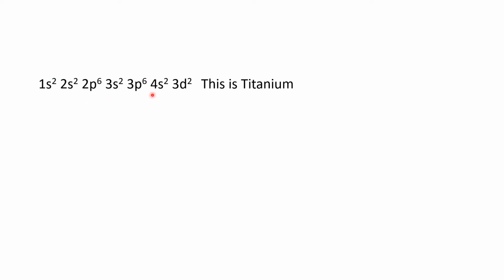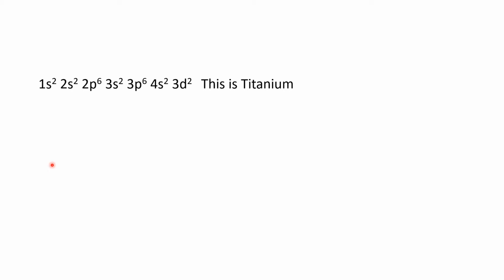As an example, let's take titanium here. So titanium, it's right there. It's 1s2, 2s2, 2p6, 3s2, 3p6, 4s2, 3d2. Total of 22 electrons. That's normal titanium.